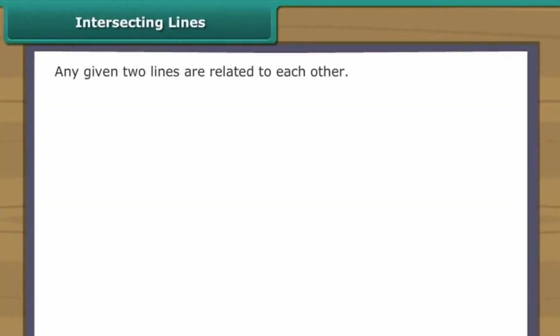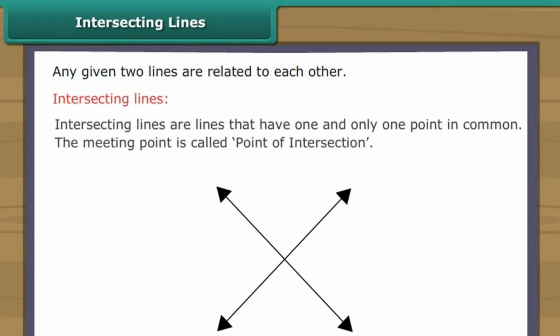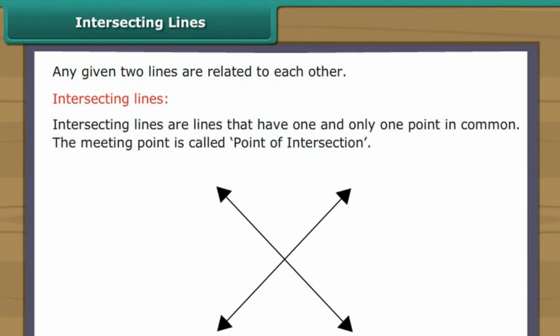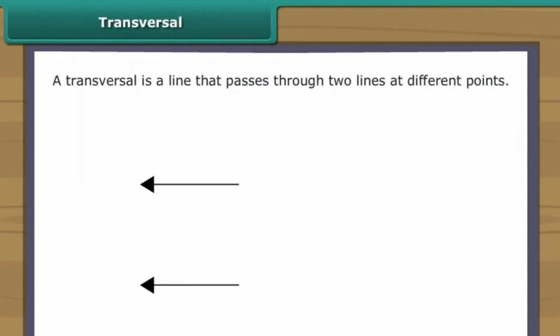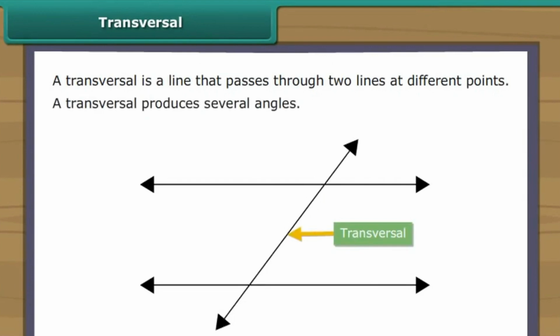Intersecting lines. Two lines are related to each other in different ways. Let us look at each way separately. Intersecting lines are lines that have one and only one point in common. This meeting point is called point of intersection. Transversal. A transversal is a line that passes through two lines at different points. Mostly, a transversal produces several angles.